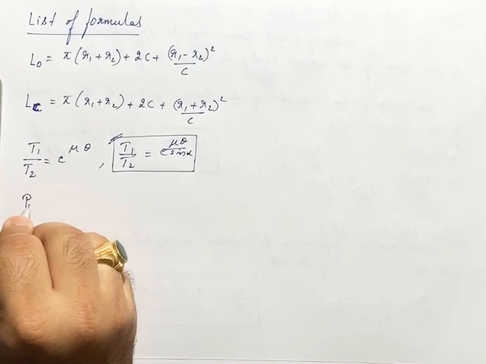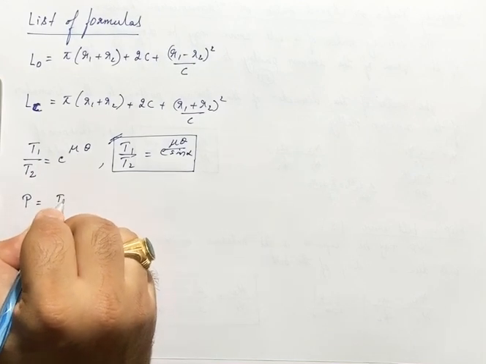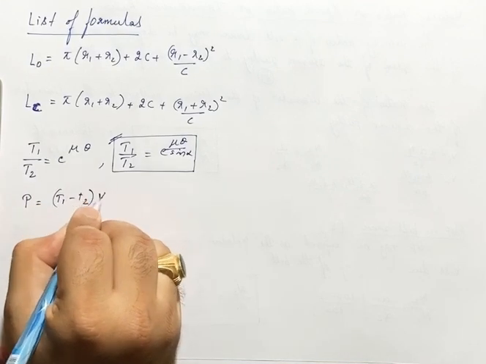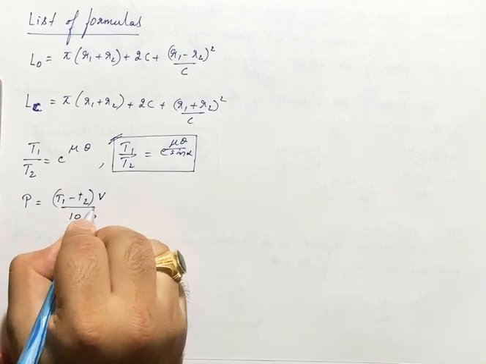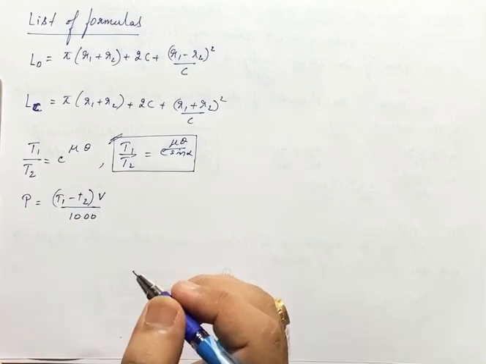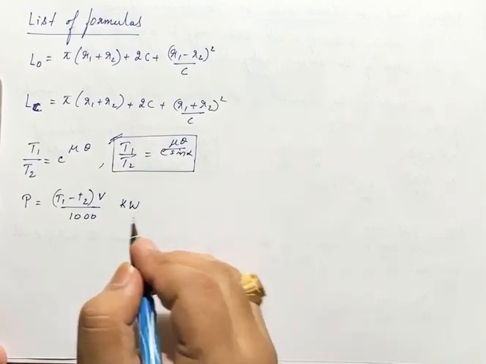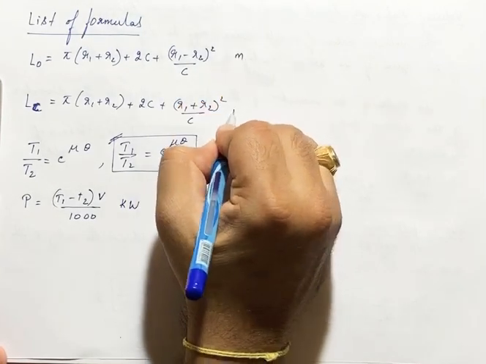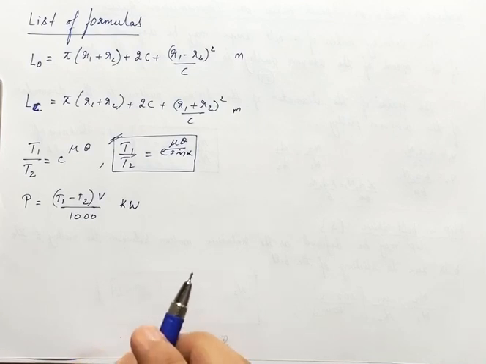Power transmitted P is (T1 minus T2) into V divided by 1000 here. This is one of the formulas to find out power in kilowatts. Length should be in meters, and this will be in kilowatt here.